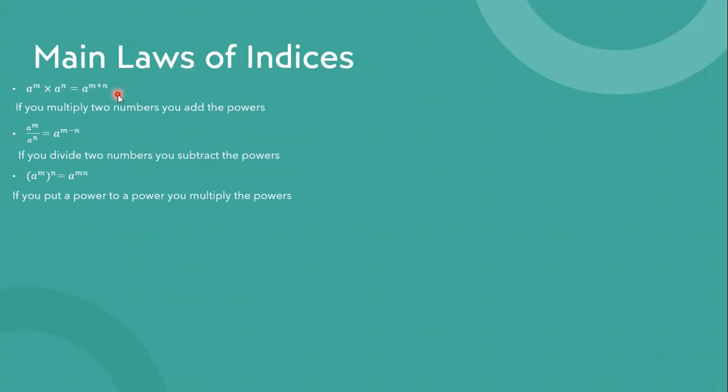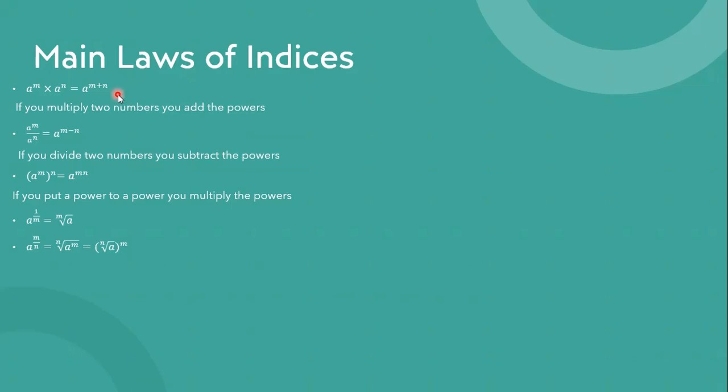Sub in some numbers. 2 squared to the power of 2. Well, 2 squared is 4, to the power of 2, 4 squared is 16, and 2 times 2 is 4, so 2 to the 4, well, 2 times 2 is 4, times 2 is 8, times 2 is 16, so it works. I feel like I explained that one slightly badly, but it works.